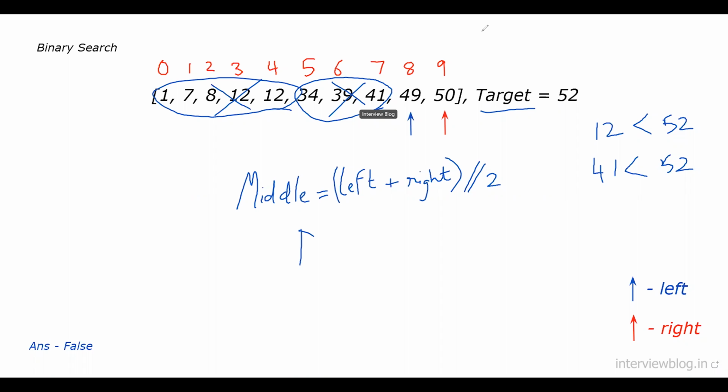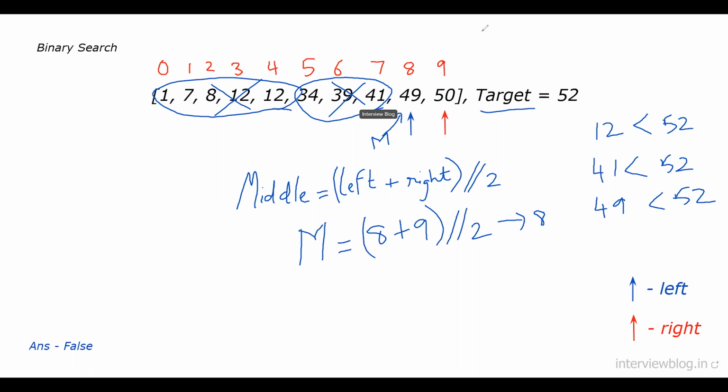Now we will again recalculate our middle index by saying left plus right, rounded and divided by 2. That is 8 plus 9, rounded and divided by 2, which will give us 8. So our middle index will point to the 8th index of our given input array. And now we'll compare the element at the 8th index, which is 49, to our target value, which is 52. And we can find that 49 is less than 52, and hence we will say that left index is equal to middle index plus 1. That is, we will eliminate this part of our input array. So now our left index will point to the 9th index of our given input array.